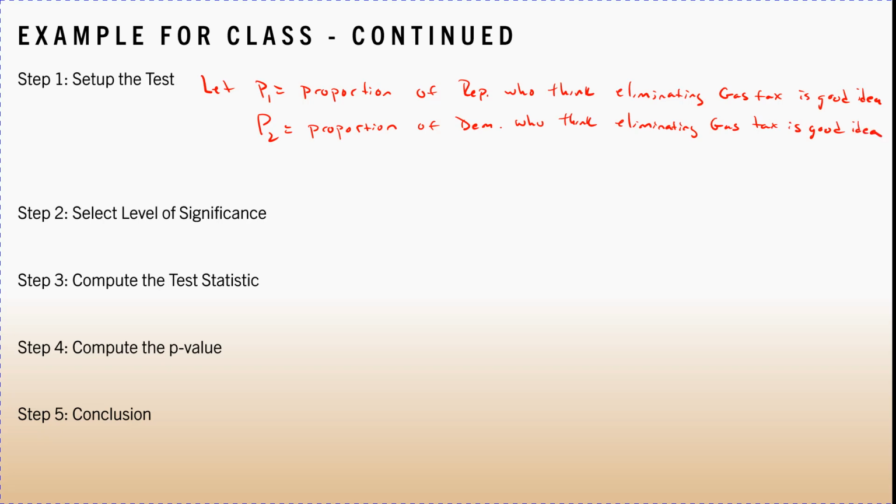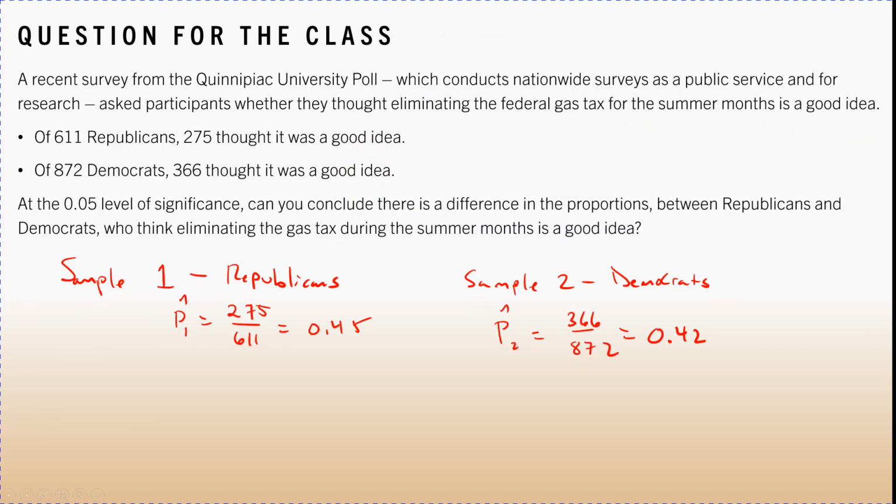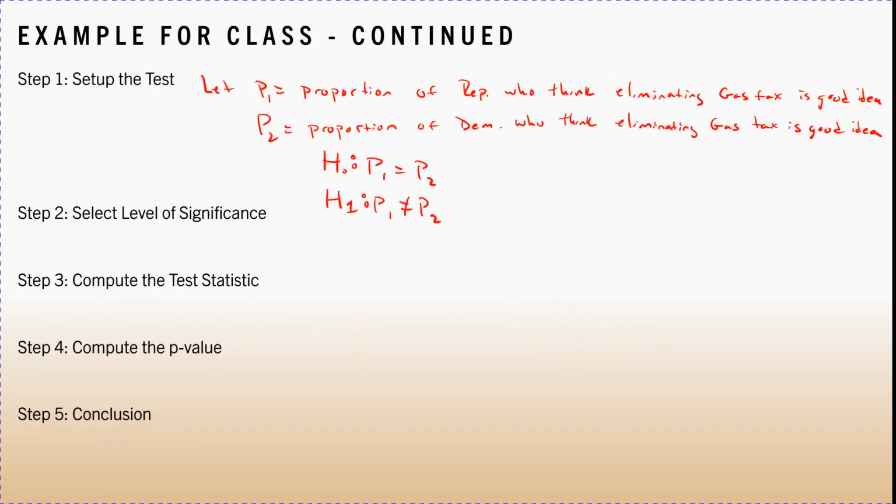And so we just want to see if there's indeed a difference between them. So our null will be that P1 is equal to P2, and our alternative will be that no, there's a difference. They're not equal. Level of significance 0.05. So for the test statistic, we're going to have the calculator find it for us, and it's also going to report the p-value.